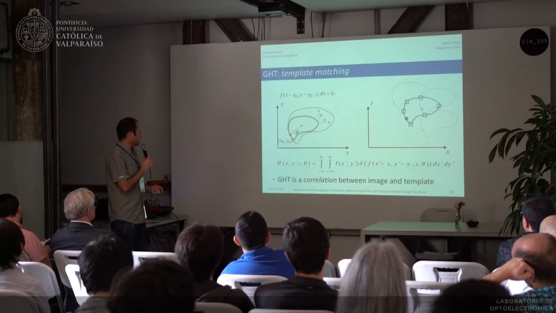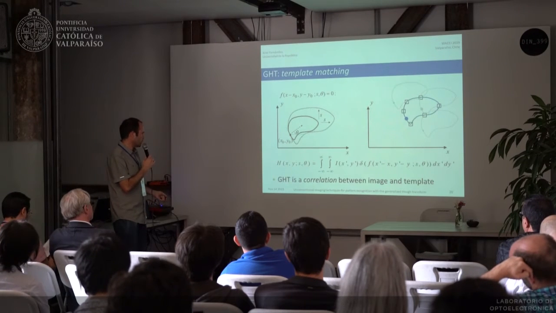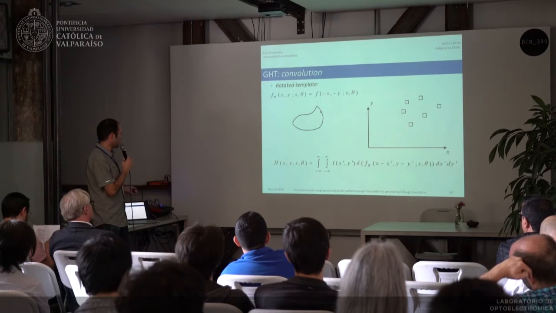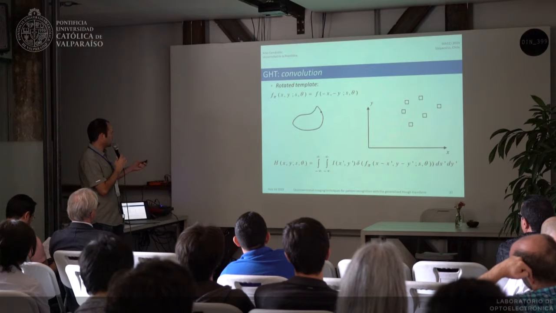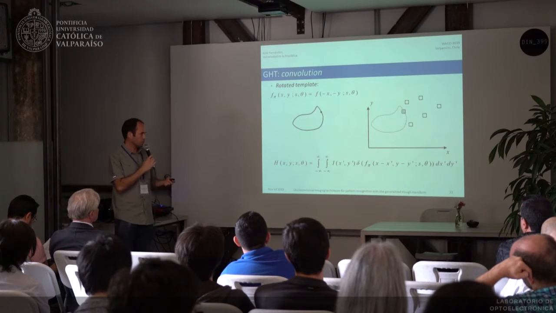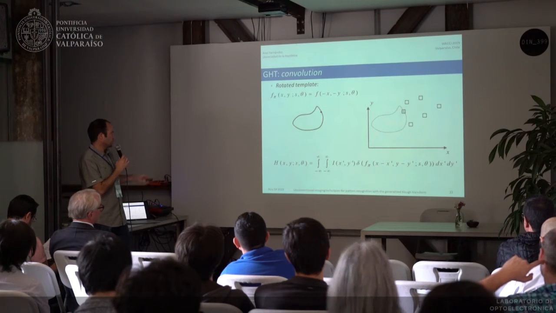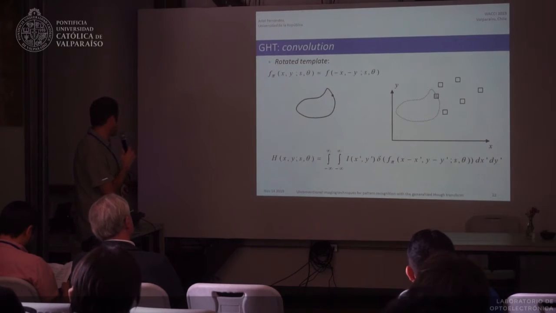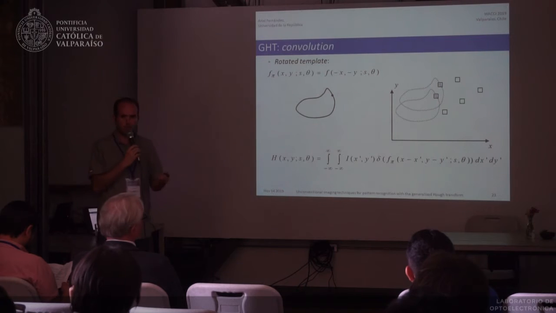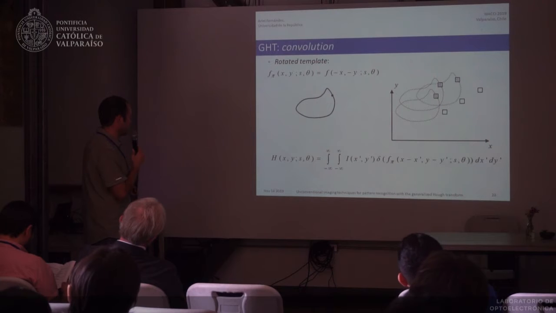So we can put this in the form of a correlation between the image and our template. But we know that if we start from a correlation, we can also go through a convolution by considering a rotated template. In this case, our transformation goes by drawing our rotated template with its reference point around each of our points in our image. It's somehow the point spread function of our system, or the impulse response.